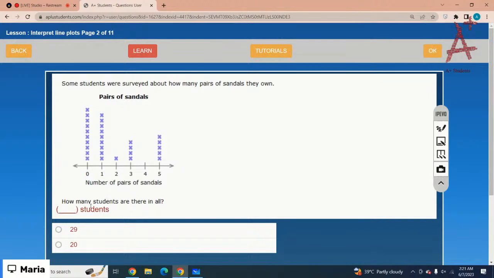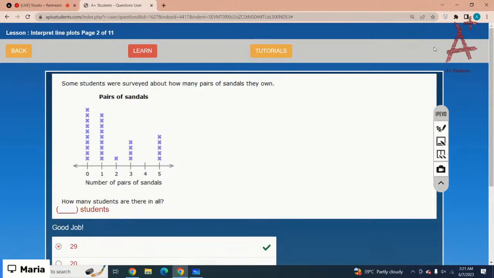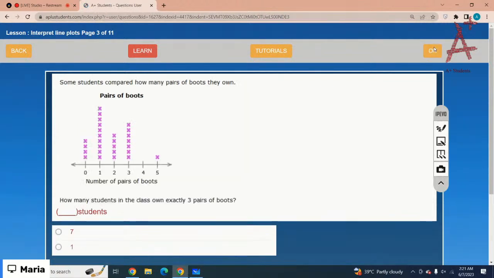So the total students are 29. That's one way to do the tutorial. I remember the answer. That would be 29.